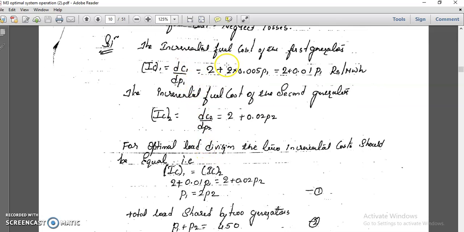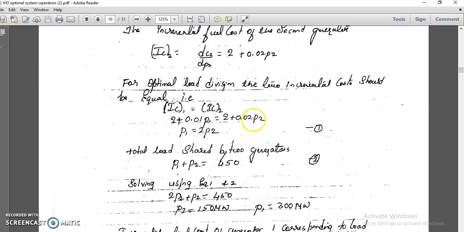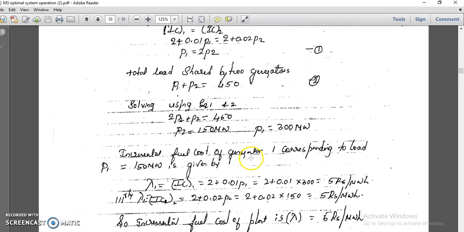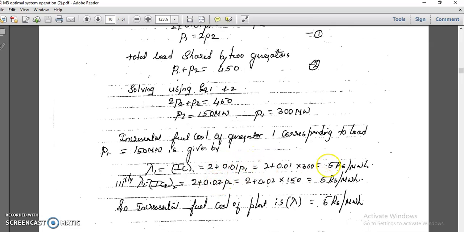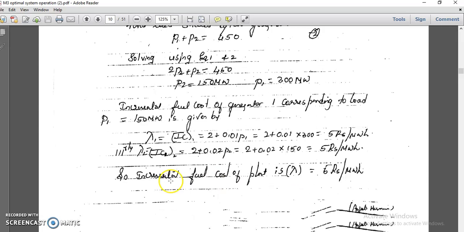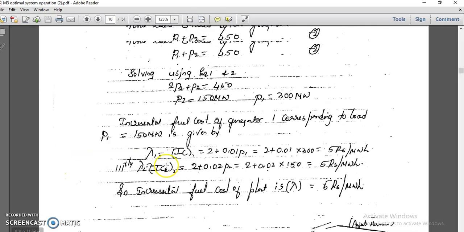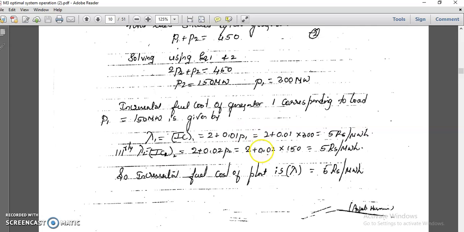Whichever equation you substitute in, lambda remains the same, because in the derivation we found lambda remains the same for all the plants. Substitute the found values of P1 and P2 in both equations. We got 5 rupees per megawatt hour and 5 rupees per megawatt hour. By this we came to know that lambda remains the same for all the plants. Okay, let us go for another problem. We found here P1, P2, the economic scheduling, as well as lambda.